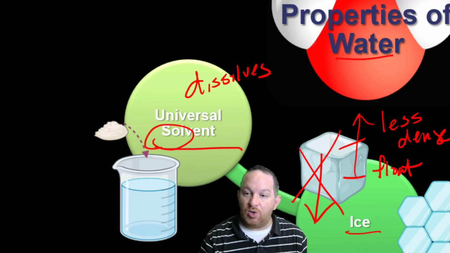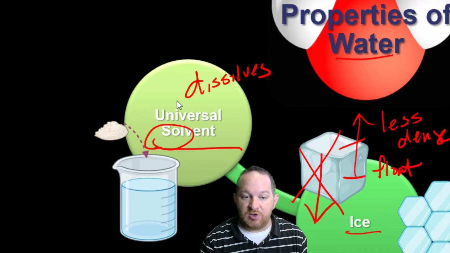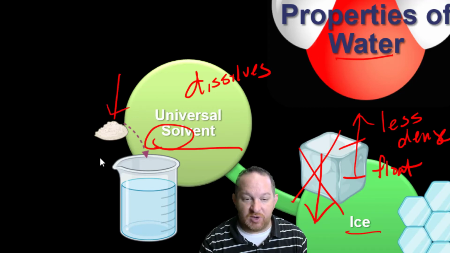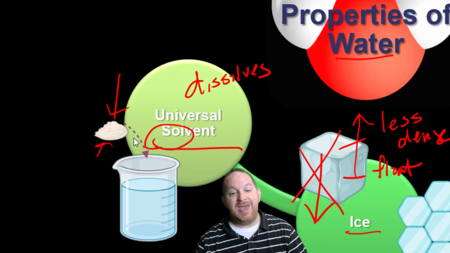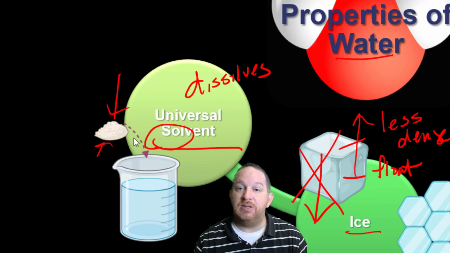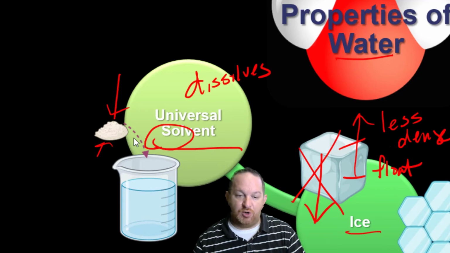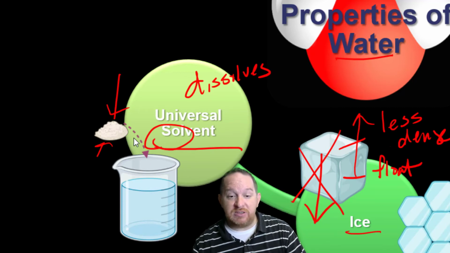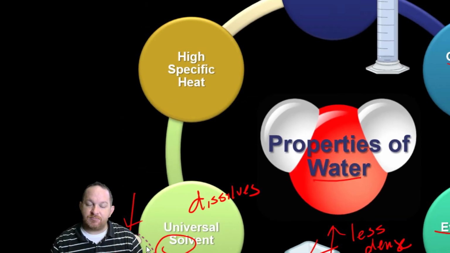Because of the polar covalent nature forming these hydrogen bonds, these water molecules will gather around the other molecules of whatever you put in and help to change the properties so that you can no longer see it. It's completely dissolved in the water. So water is a great universal solvent.